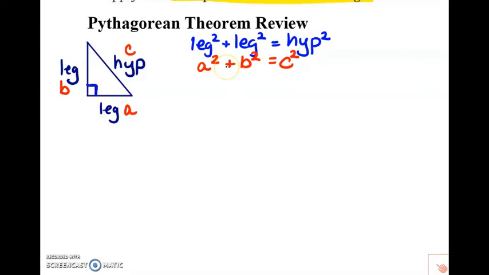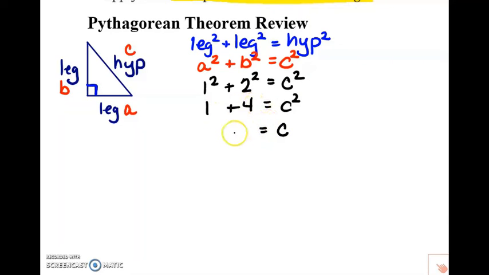Just to choose numbers, to go over this again, if the legs were 1 and 2, they don't have to be, but I'm just choosing that as an example. If the legs had length 1 and 2, then we would say that 1 squared plus 2 squared equals c squared, or 1 plus 4 is c squared. When we add 1 and 4, we get 5, and then when we take the square root of both sides, we get the square root of 5.